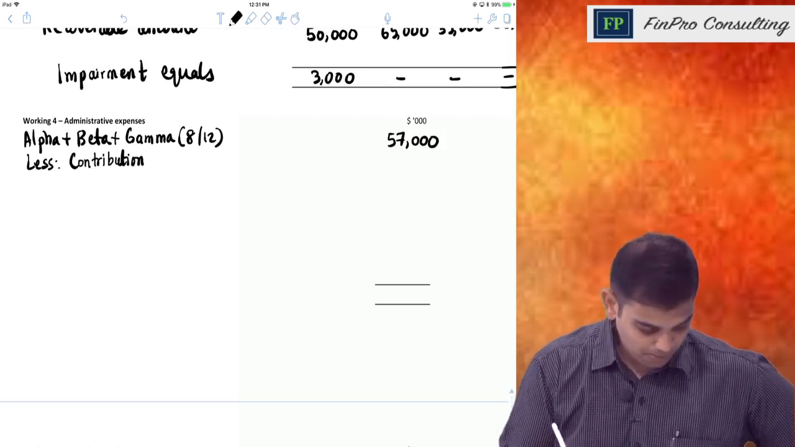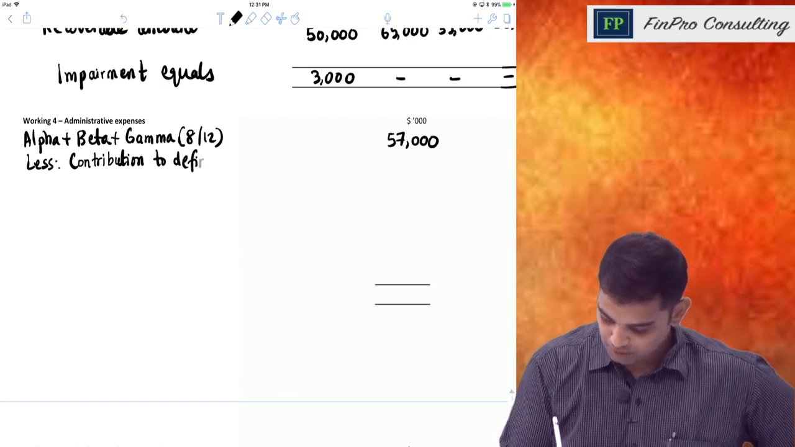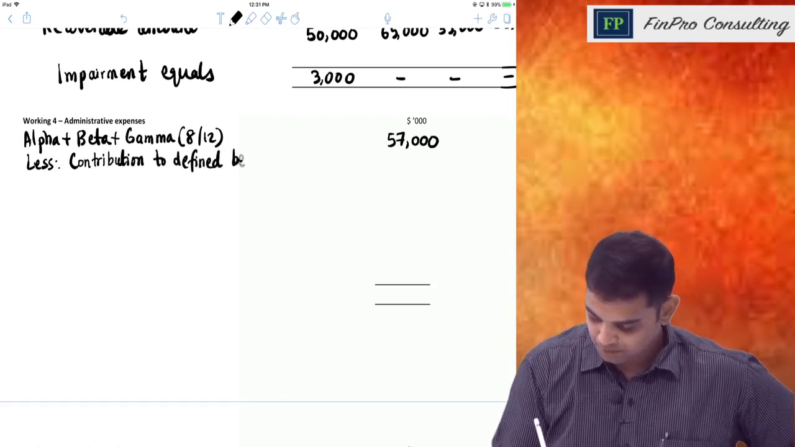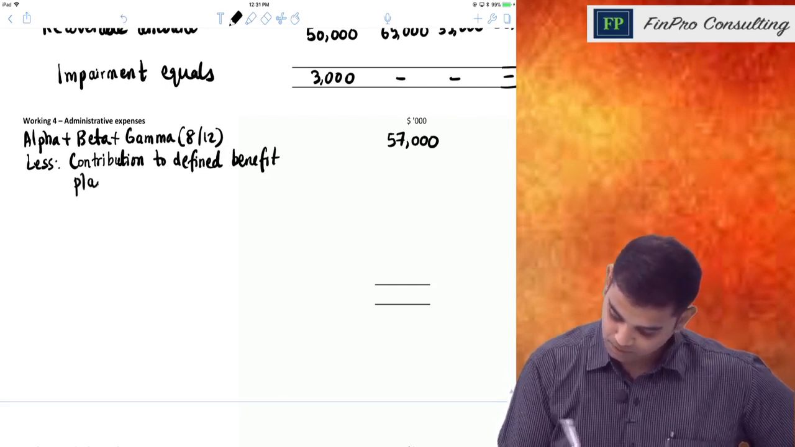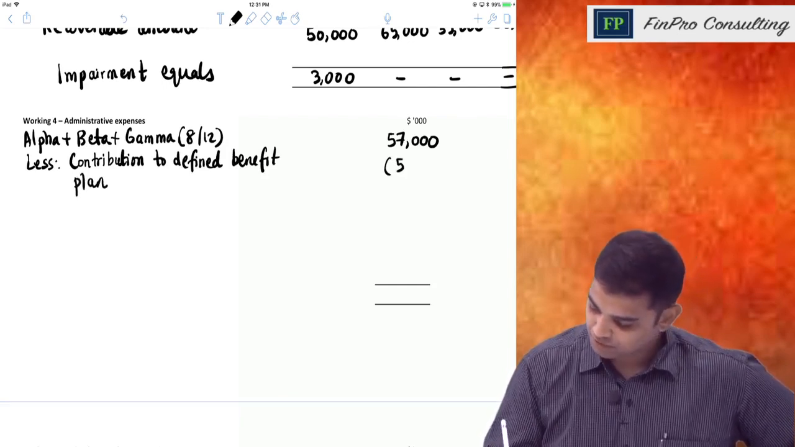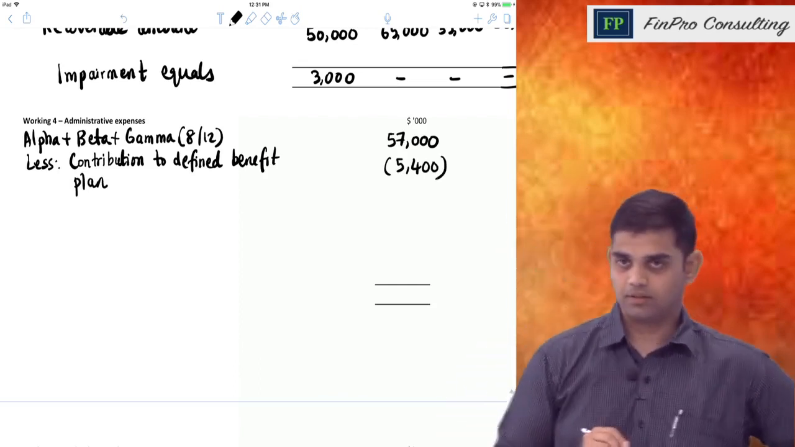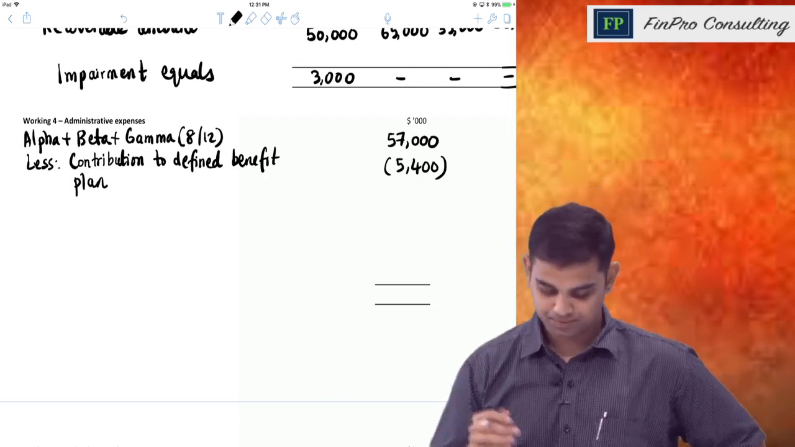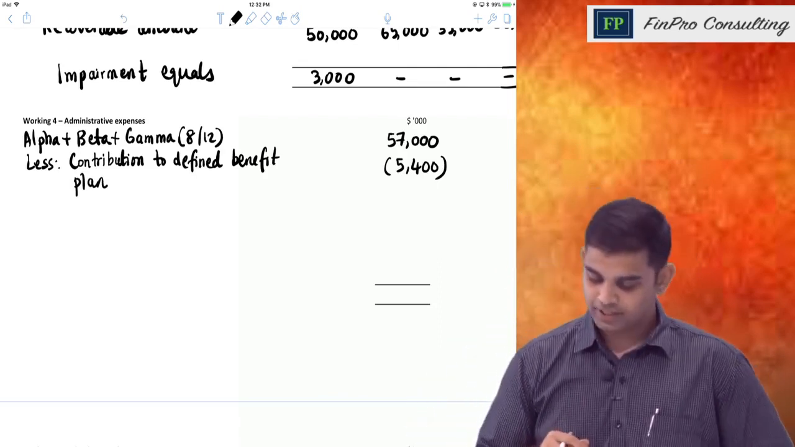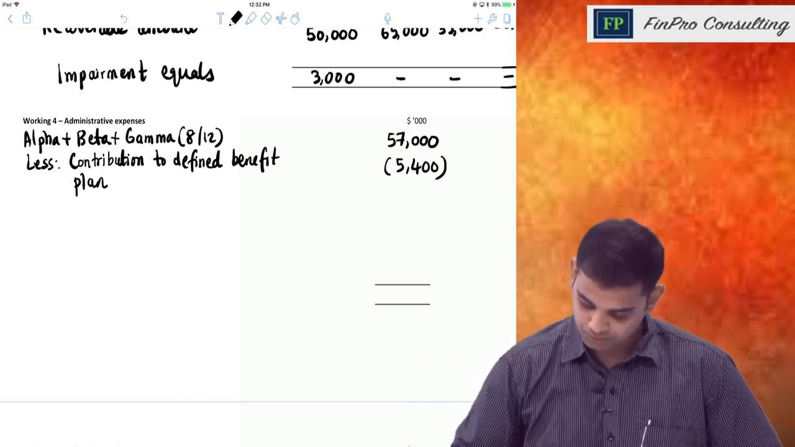Contribution to defined benefit plan, 5,400. Okay. This is a wrong entry earlier they had done. I am just rectifying it. Where it should have been gone? In the balance sheet, that we will take in the working note.